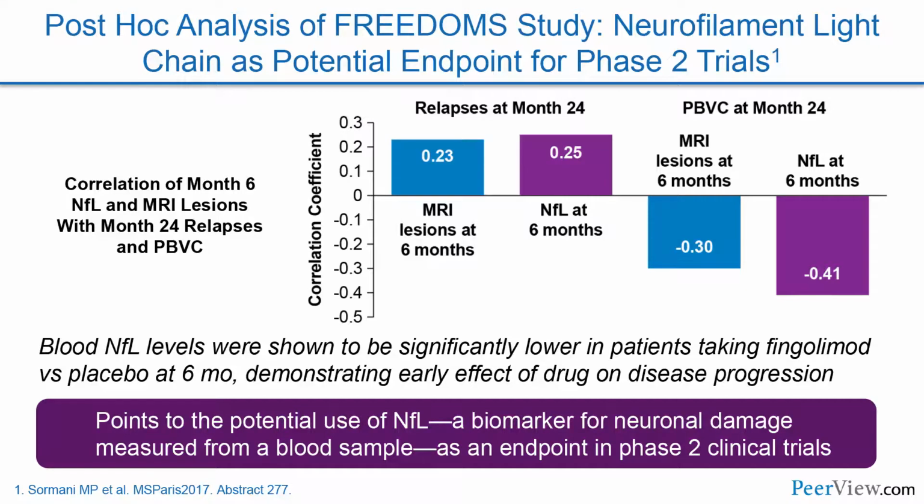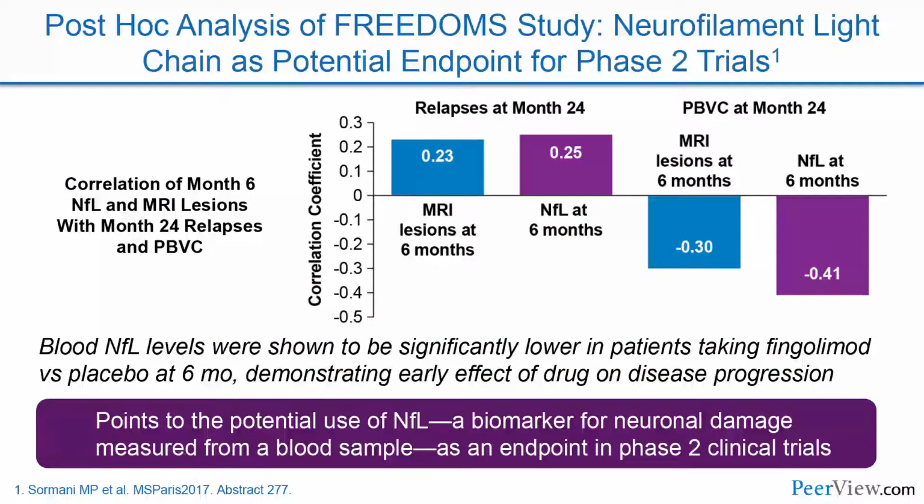Additionally, a new analysis of the FREEDOMS trial showed a strong correlation between neurofilament levels and key measurements of MS disease activity. This showed that neurofilament, which is a biomarker of neuronal damage measured in a blood sample, could, in the future, potentially serve as an endpoint for phase 2 clinical trials in MS. Moreover, blood neurofilament levels were shown to be statistically significantly lower in patients receiving fingolimod compared to placebo at 6 months, demonstrating an early effect of the drug on disease progression.